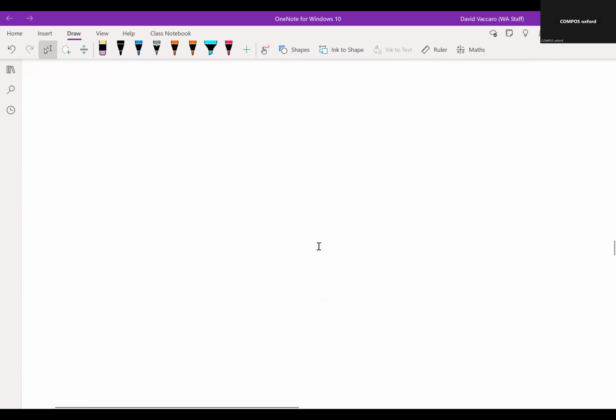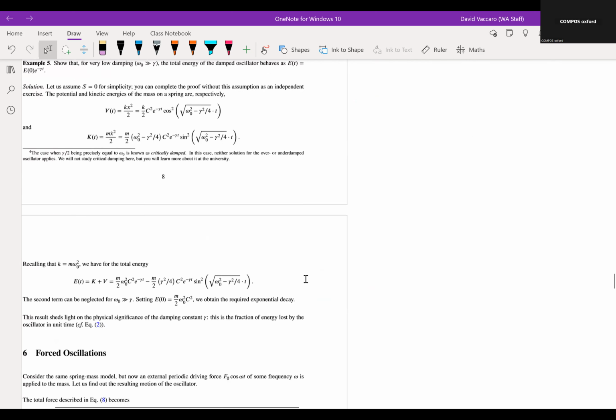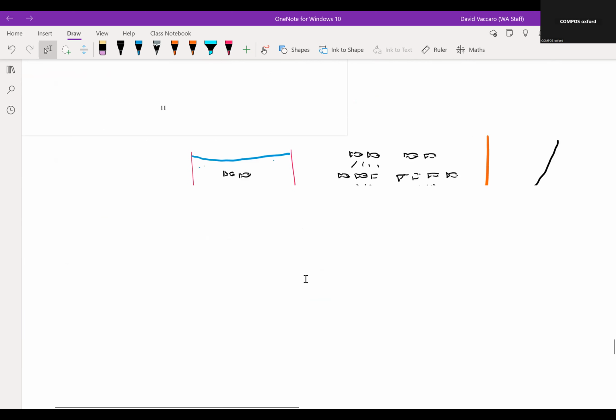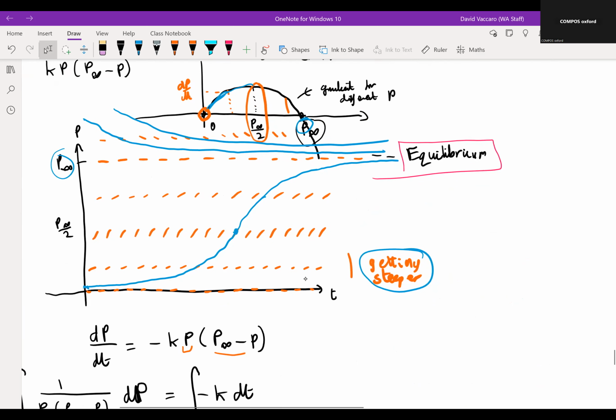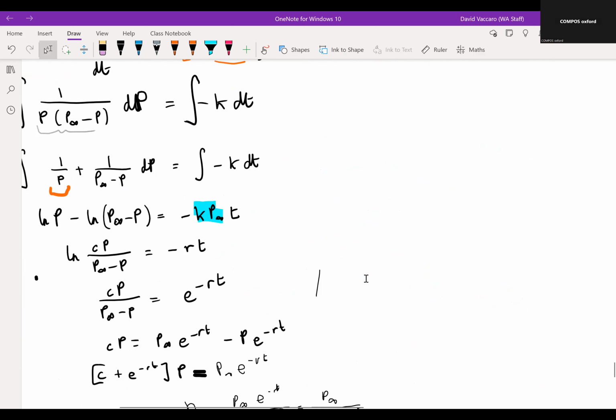Then we looked at this nice example of population growth with competing for resources. We saw that population grew exponentially, and then as resources became scarce, it reached a plateau. And we saw this nice diagram, which you'll see again, which is called a phase plane, where we just thought about the gradient at different points.